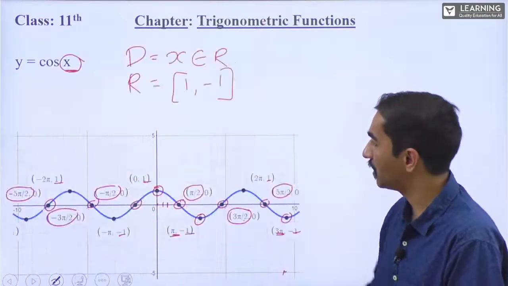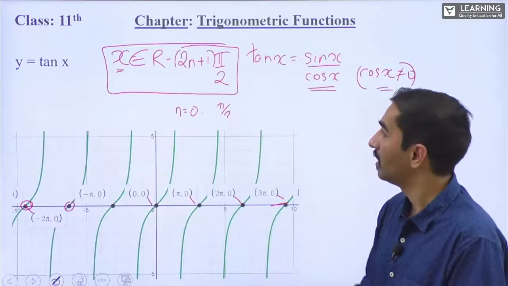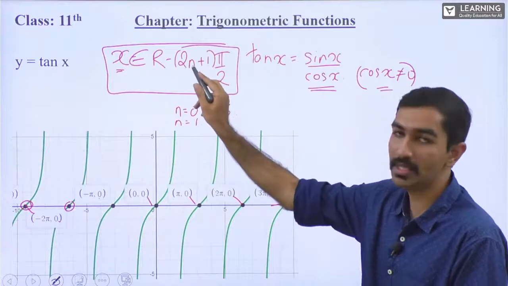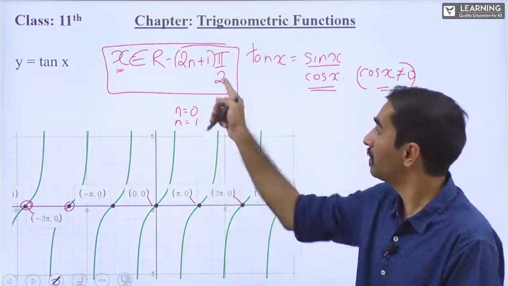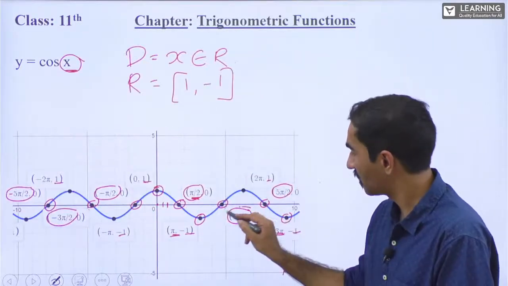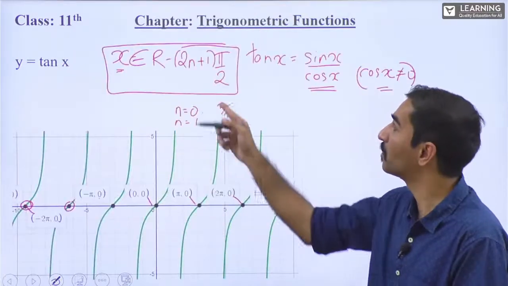At pi by 2, what is happening? You see, at pi by 2, cos is becoming 0. Now put n is equal to 1, students. 2 into 1 is 2. 2 plus 1, 3. 3 pi by 2, what is happening? See again, so here it is. At 3 pi by 2, cos is becoming 0. Understanding how we are writing the domain here.